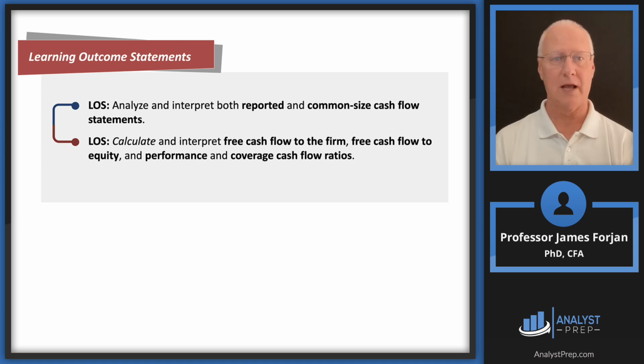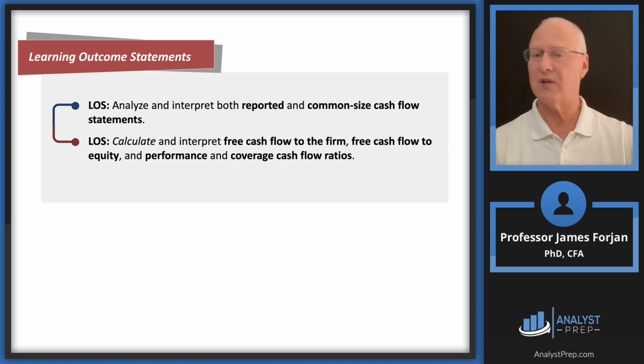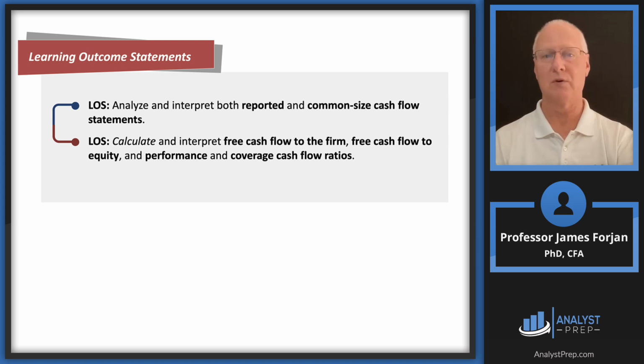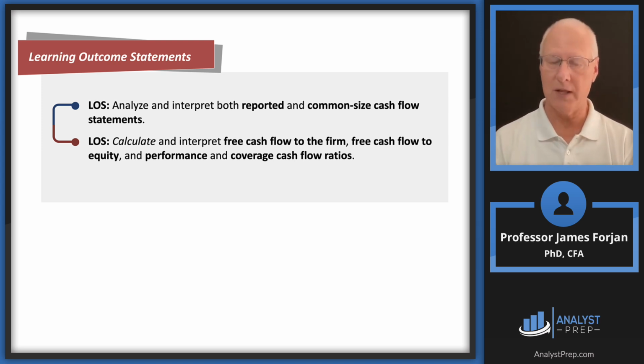As you look at the learning outcome statements, you might breathe a sigh of relief. Wow, it's only 2. That first one is really a combination of what we did in part 1 plus the common size stuff we did for the balance sheet and the income statement. So that first LOS should be a little bit of a review. I think the more important of the two, if I were creating questions for the exam, my emphasis would be on calculating and interpreting what we're going to call free cash flow. Now, we've done operating cash flow in the past. We're going to do free cash flow here, and then we're going to do some ratios.